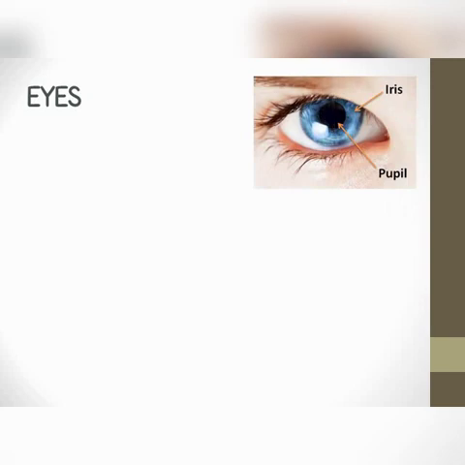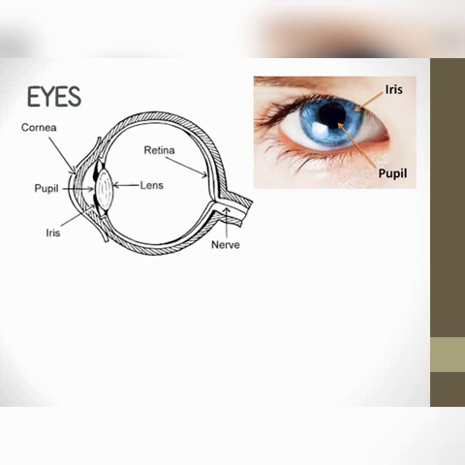The first sense organ that we will discuss is the eyes. This is part of our eyes. The part that has color is called the iris, and the black hole in the middle we call the pupil. This is the schema of our eyes: the cornea, the pupil, the iris, the lens, the retina, and also the nerve.